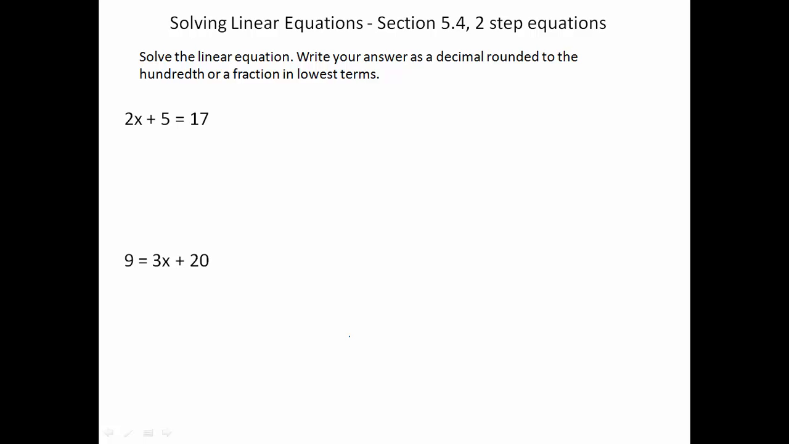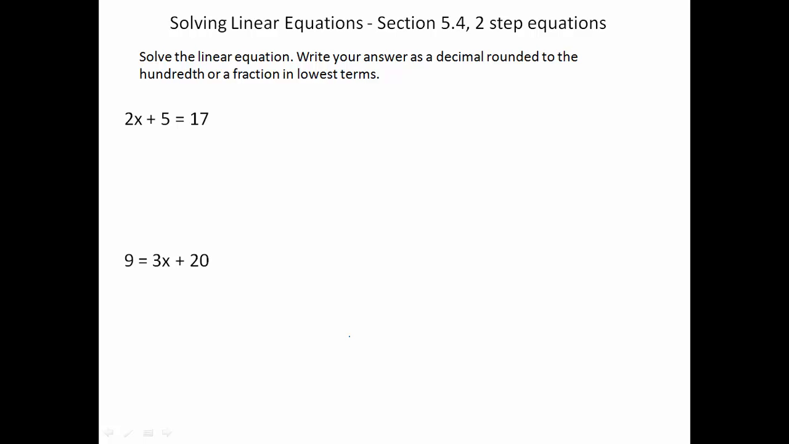Alright, so the directions here are going to say solve the linear equation just as before, and they'll have some fine print at the end about writing your answer as a decimal rounded to the hundredths place or a fraction in lowest terms. That fine print is important, so we'll make sure to pay attention to it at the end. Let's take a look at this first one. 2x plus 5 equals 17.